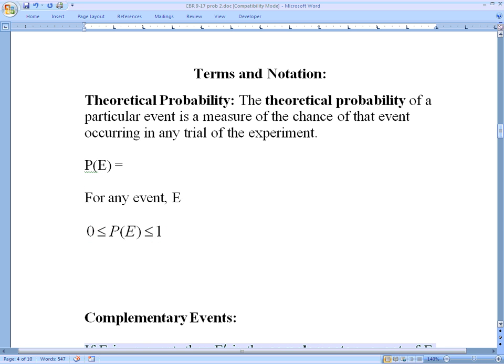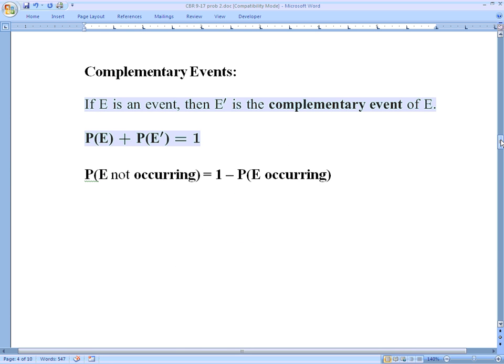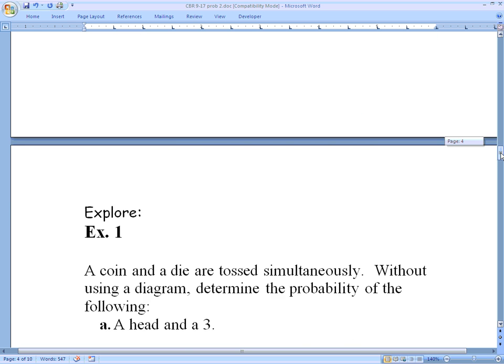We talked about complementary events. Complementary events, again, are those events whose probabilities add up to 1. The probability of getting a 1 on a die versus not getting a 1 on a die. We show that with our prime symbol, and the following equations will help us find complementary events. Okay, now on with our independent events.